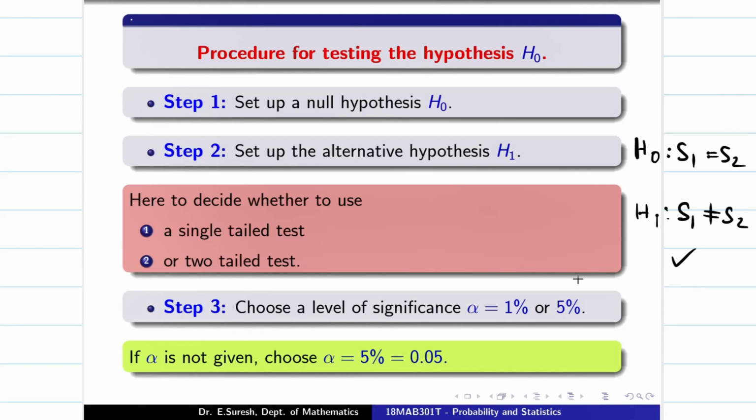For example, I'll take that all the students in the class should get 80 marks. This is my target. That's not possible, right? Some student may get 70, some student may get 100, some student may get 0. So I cannot fix my mark as 80. So then what is the chance? I can say it is not equal to 80. Maybe more than 80 or less than 80 can happen. So in this case, we use a two-tailed test.